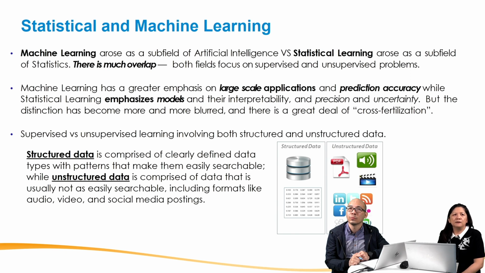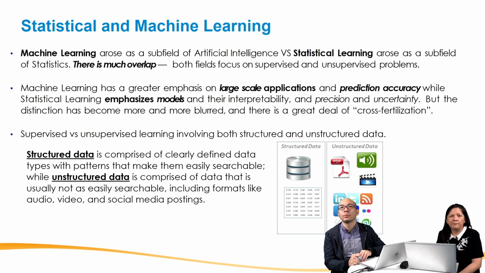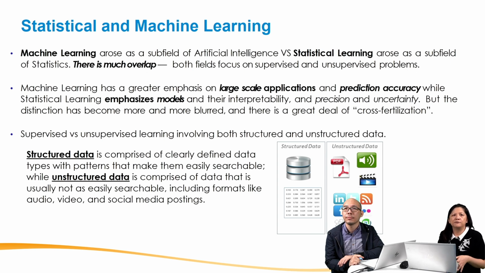Okay, so both statistical and machine learning involve both structured and unstructured data. So what is structured data? Structured data comprise clearly defined data types with patterns that make them easily searchable, for example, in a database format, quantitative information on, say, demographics, as well as behavioral information. On the other hand, unstructured data is data that is usually not so easily searchable, including formats like audio, video, social media posting, and text.